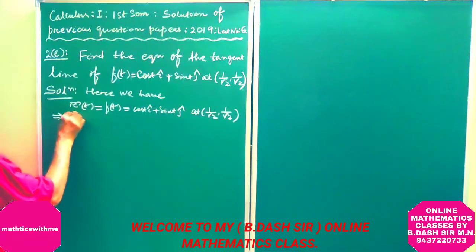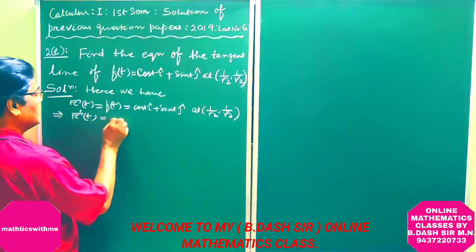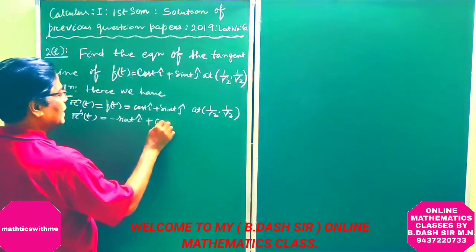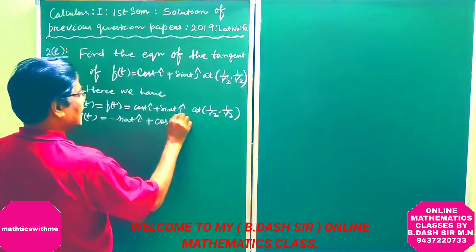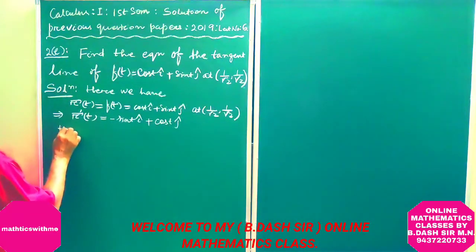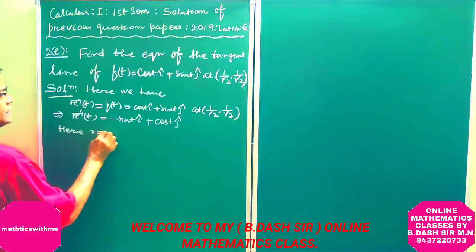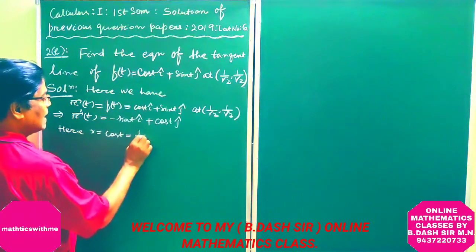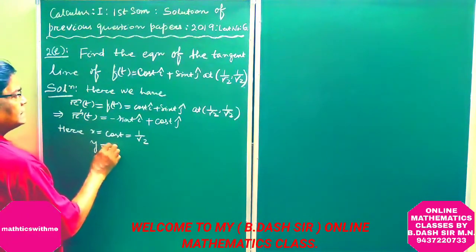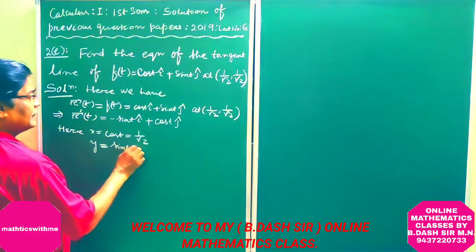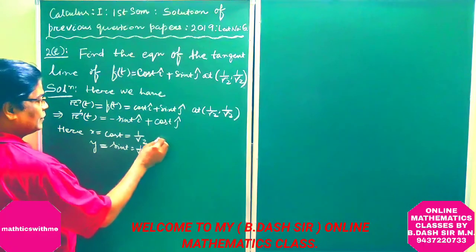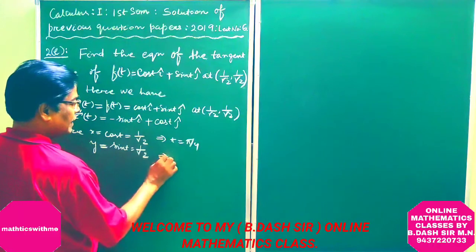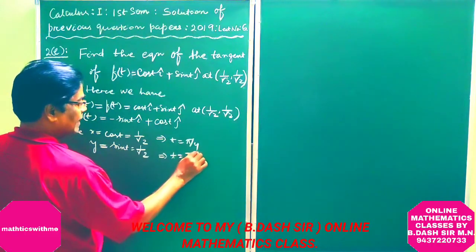This implies r'(t) = -sin t i cap + cos t j cap. Here x = cos t = 1/√2, and y = sin t = 1/√2. So this implies t = π/4. Here t is also π/4.